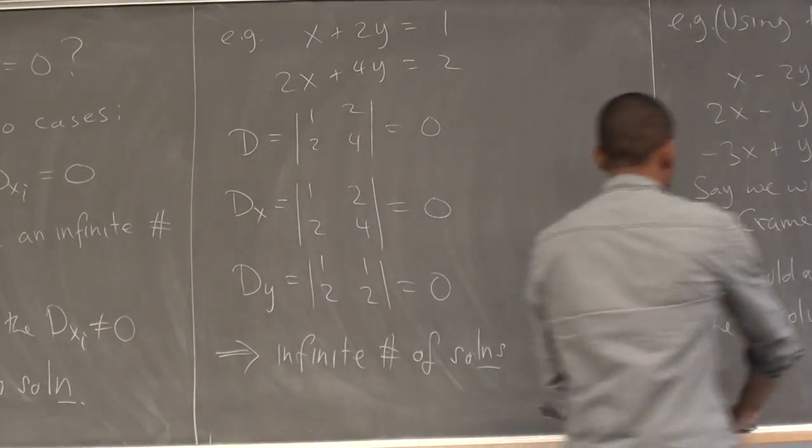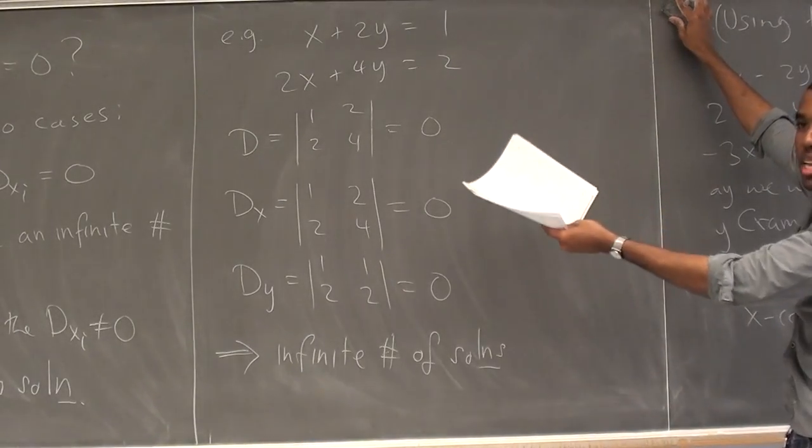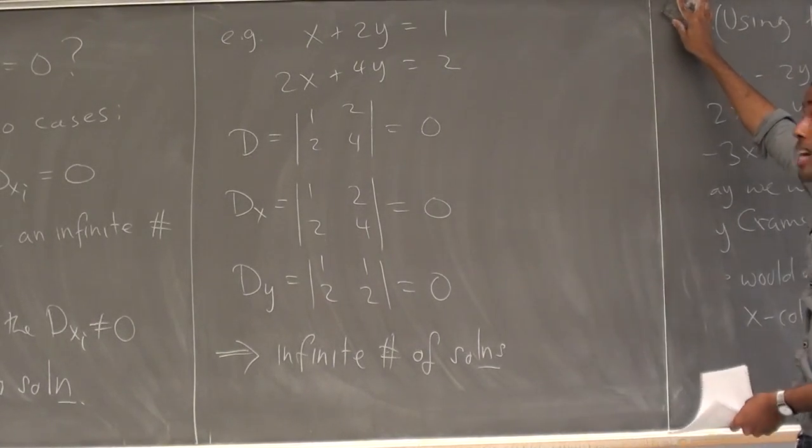This means you have an infinite number of solutions. Clearly, I gave you the same line. I just made one a scalar. All points along the line are a solution.